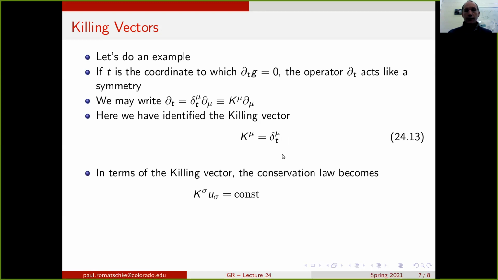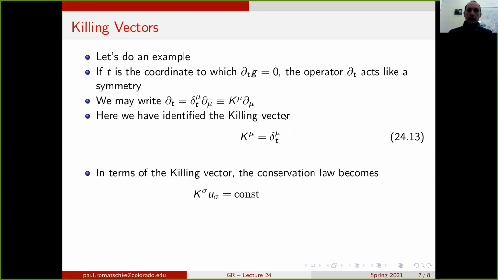If we have identified a Killing vector, then the conservation law is simply given by the contraction of the Killing vector with another vector of the system. In our case, it's the 4-velocity u. So we have k^σ u_σ = constant. That's the conservation law that follows if we have a Killing vector.